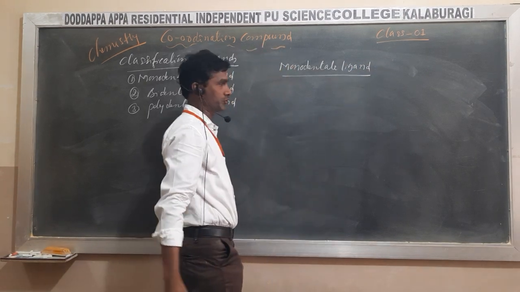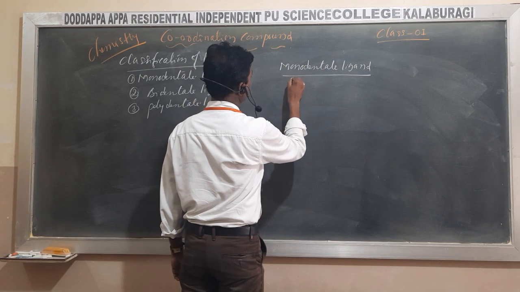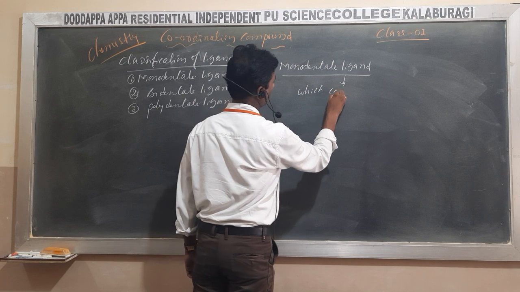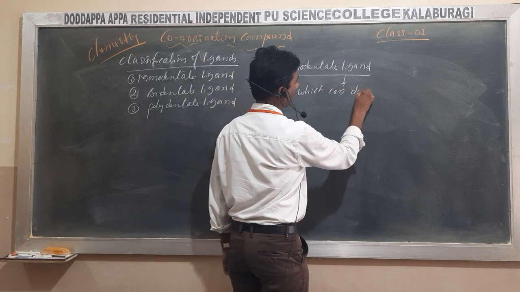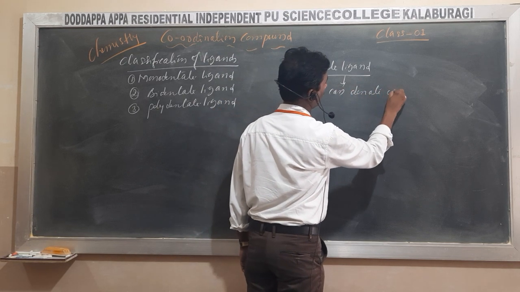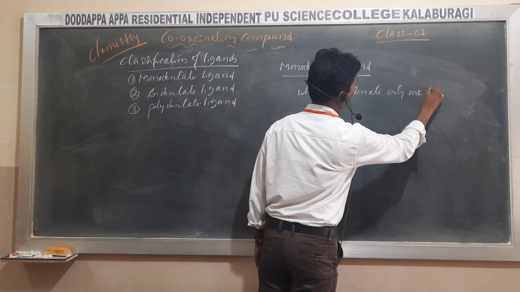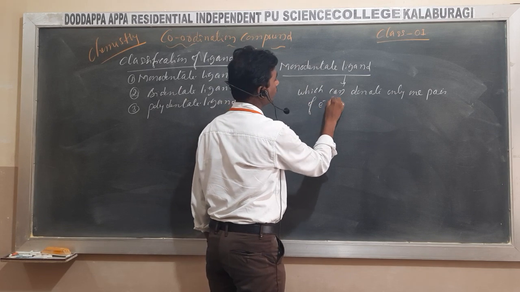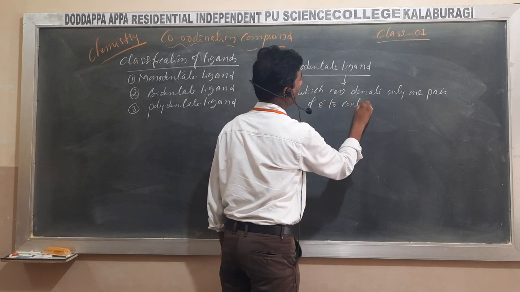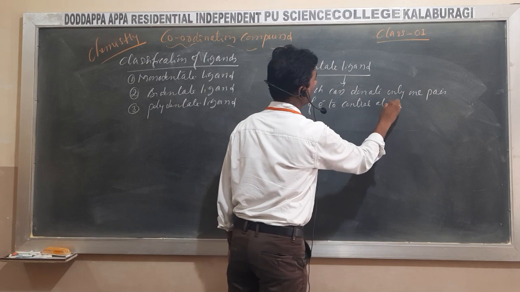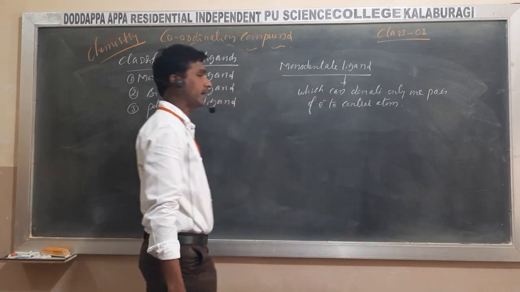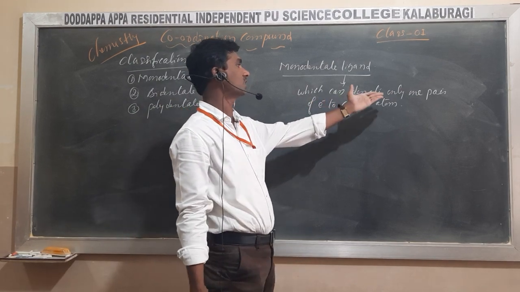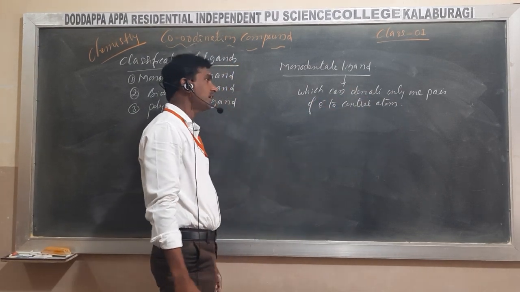The examination, one mark question. This is the ligand which can donate only one pair of electron to the central atom. So it is called monodentate ligand. In the examination, one mark question: what are monodentate ligands? These are the ligands which can donate only one pair of electron to the central atom.